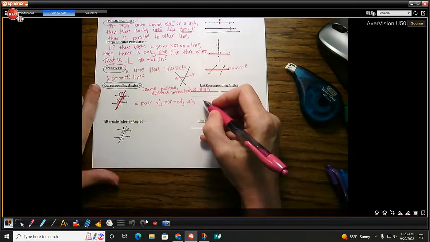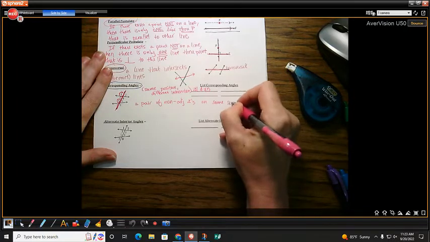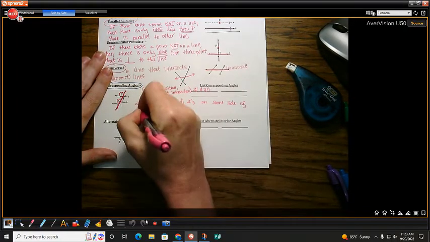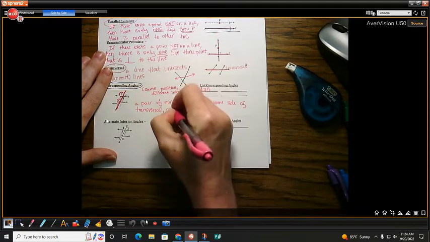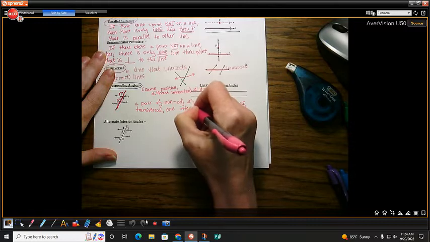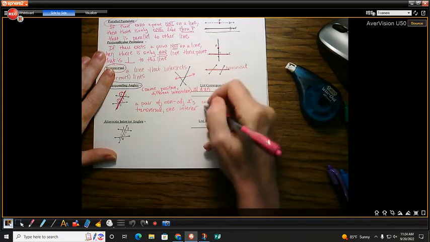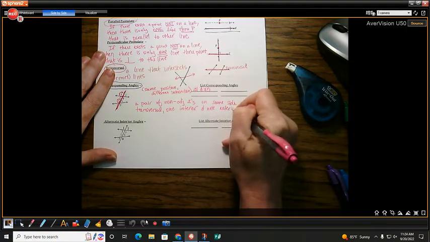Are they on the same side of my transversal or opposite sides? Same side. They're both on the left here, so they're on the same side of the transversal. One is in between, so interior to my 2 lines, and one is exterior.